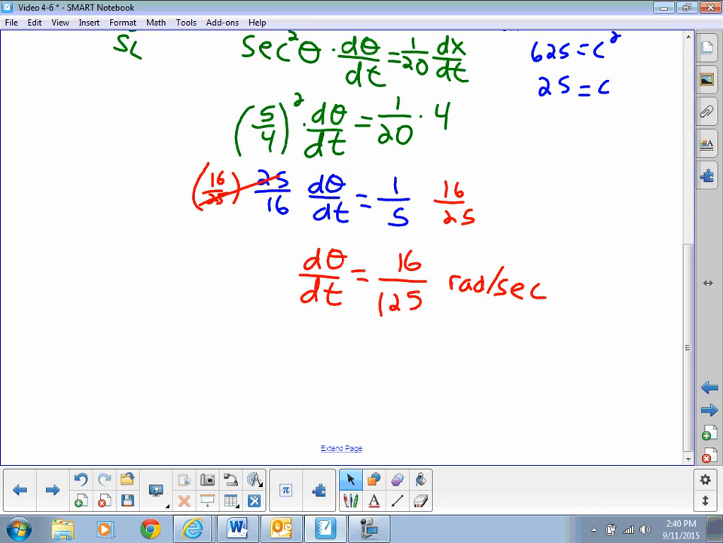Seconds we got from the question. The reason we know it's radians and not degrees is, remember, all of our derivative rules that we use with our trig functions are in terms of radians.